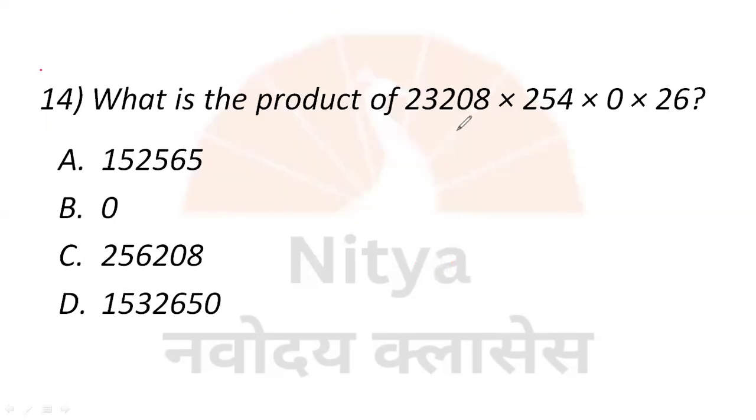14. What is the product of 23,208 multiplied by 254 into 0 into 26? So what is the product? So 0, option number B, because here is 0. When we multiply any number by 0, the result will be 0. Yes? So option number B is the answer.